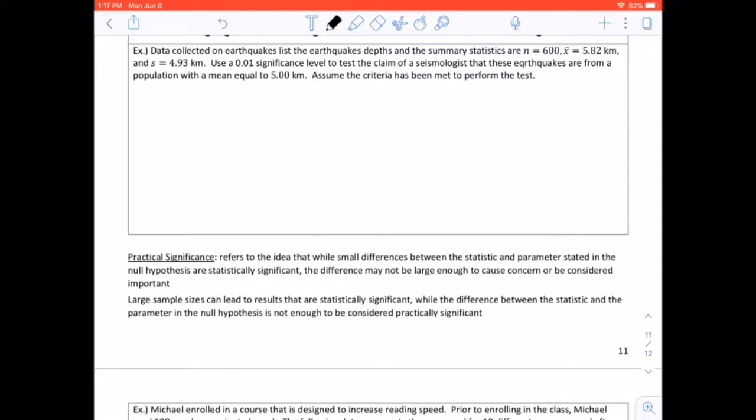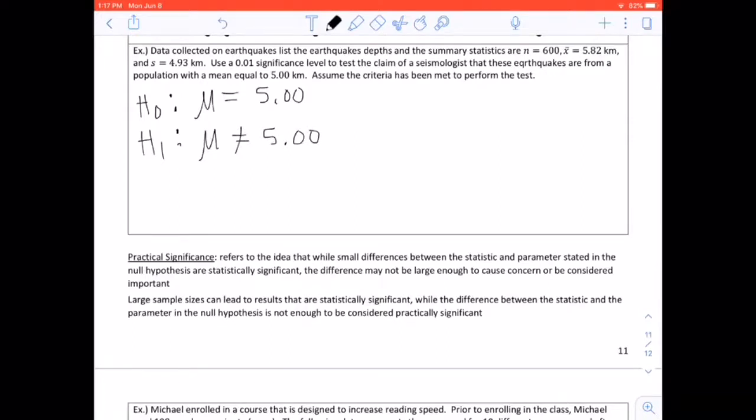So we need to go ahead and write down our null and our alternative. Since we're talking about the mean depth, we're going to put mu in. The mean for our null is always going to be equal to the depth that we have, which is 5.00, and they think it's different, so not equal to 5.00.